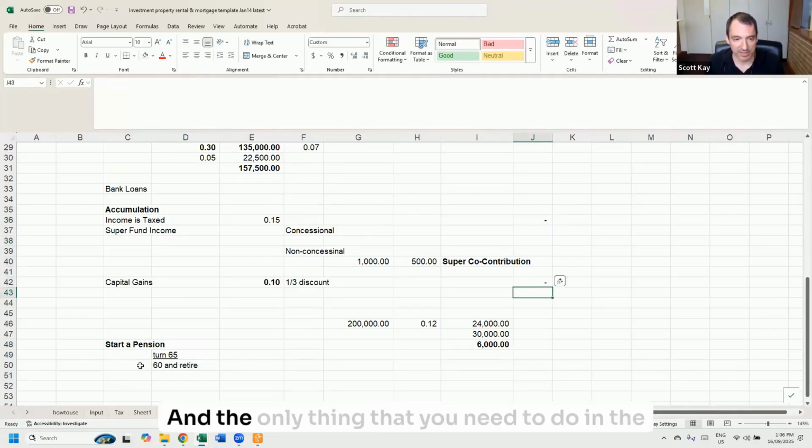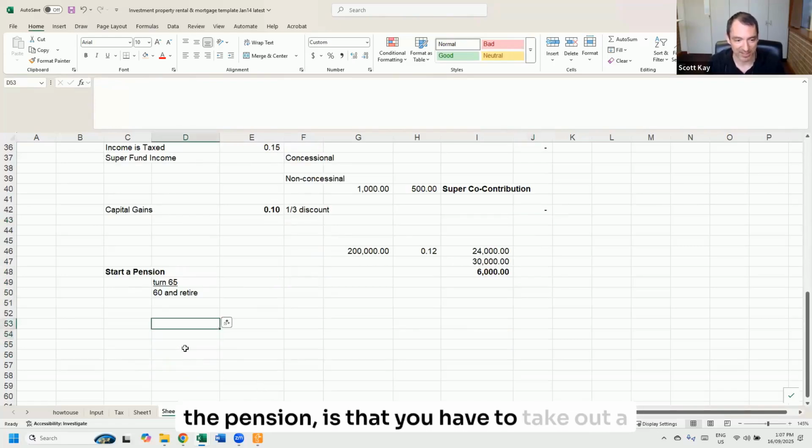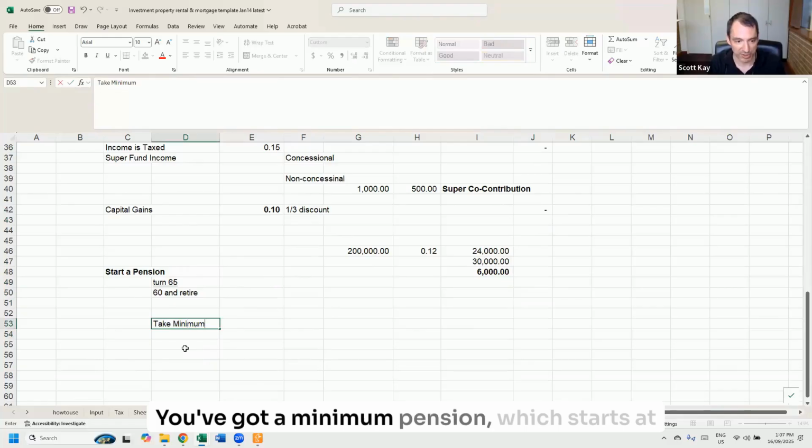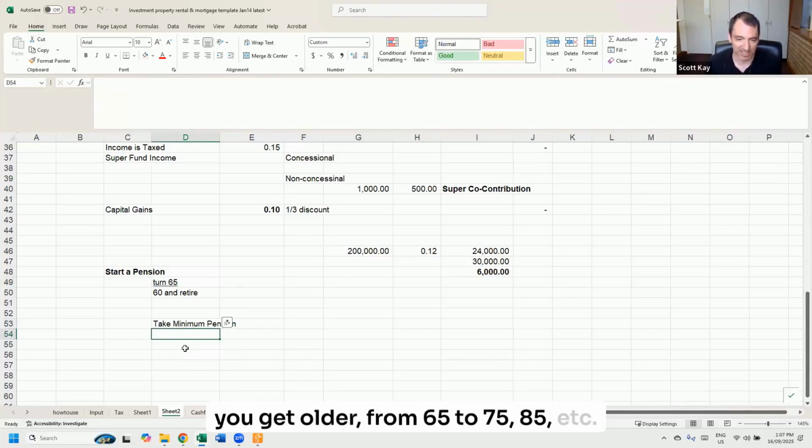And the only thing that you need to do in the super fund, after you've set up the pension, is that you have to take out a certain amount. You've got a minimum pension, which starts at 4 or 5% and then increases as you get older, from 65 to 75, 85, etc.